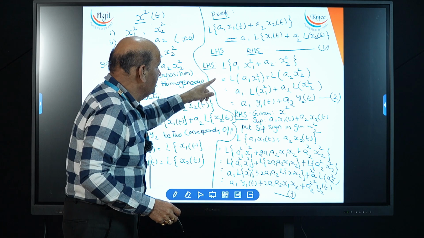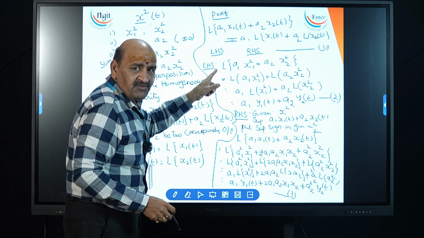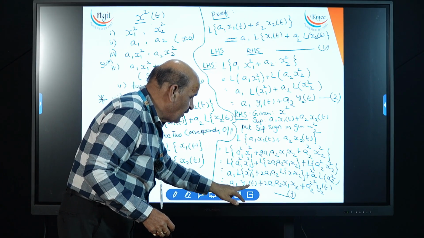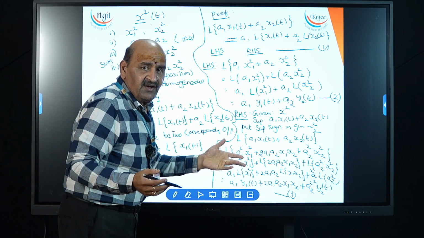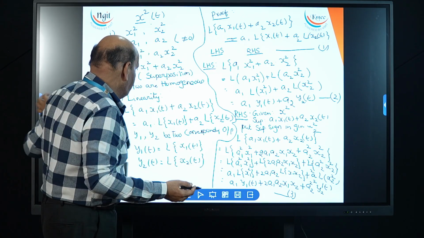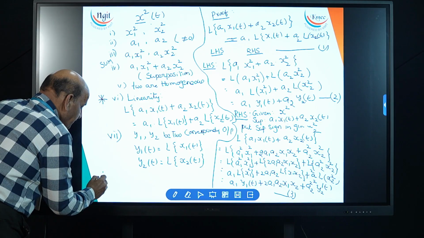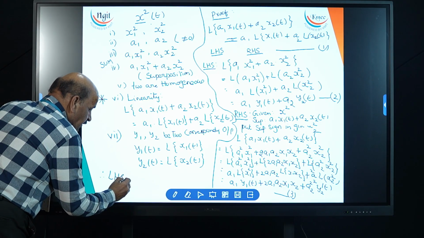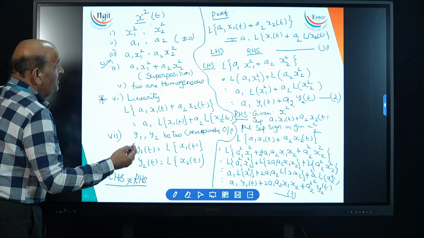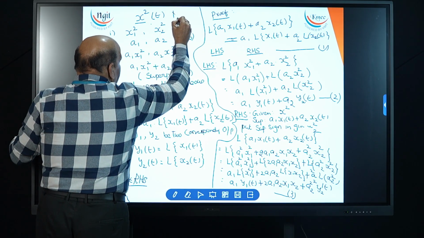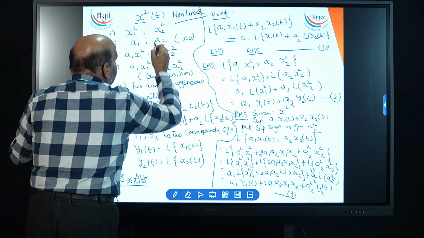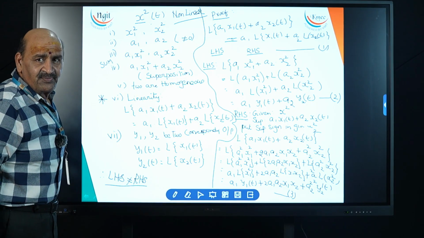Now just look, as a student you can observe the LHS contains only 2 terms, but the RHS contains 1, 2, 3 terms. 2 terms can never be equal to 3 terms. Therefore LHS is not equal to RHS, therefore the system is non-linear. It is a non-linear system. Thank you.